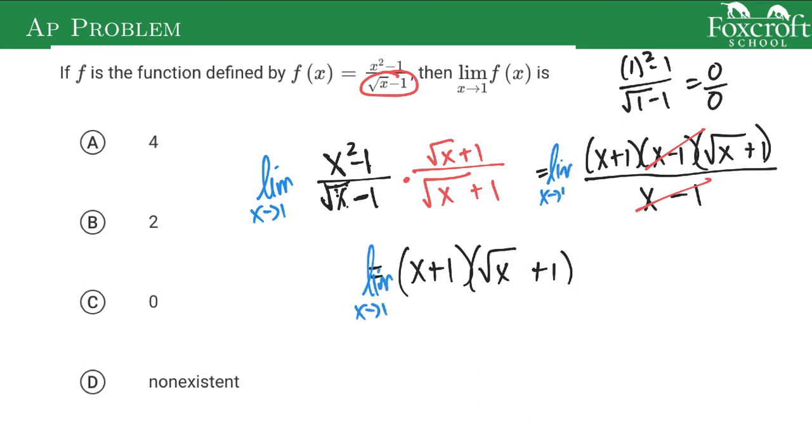Because that tells me now that I got rid of that fraction, I can plug in 1. My final answer is going to be 4. And this is where it's helpful to know all the different techniques, because this one would be really hard to do without knowing that conjugate trick of multiplying by the square root part.